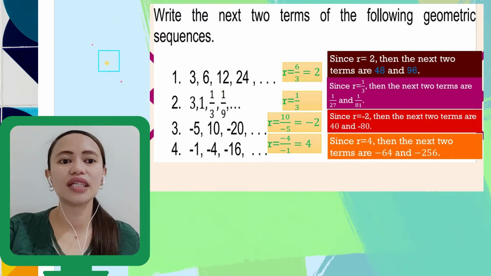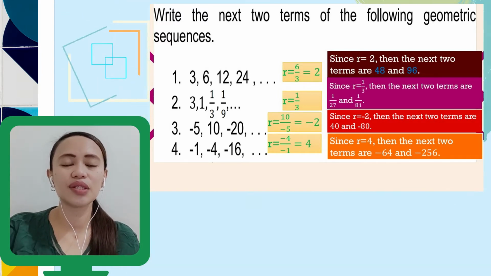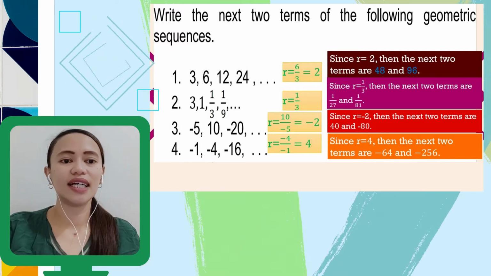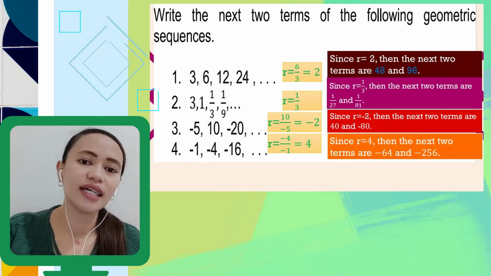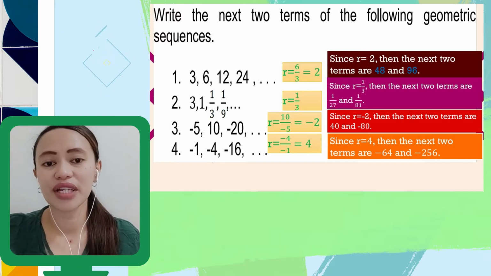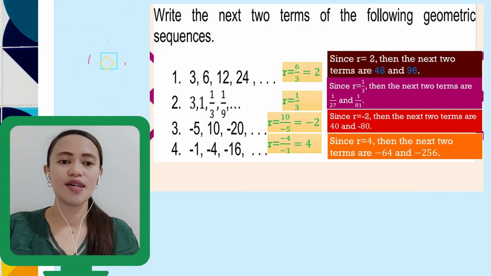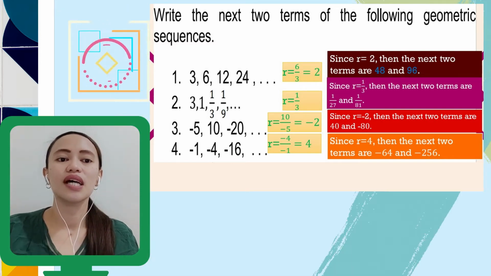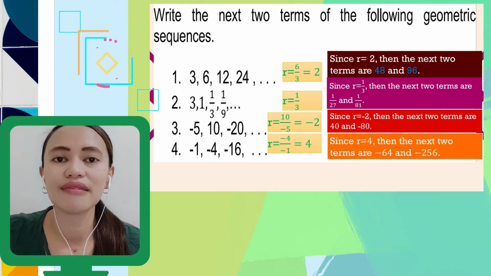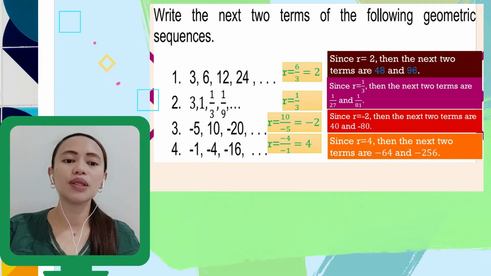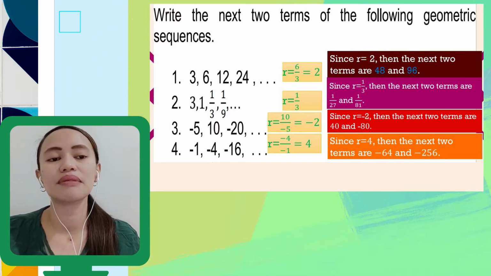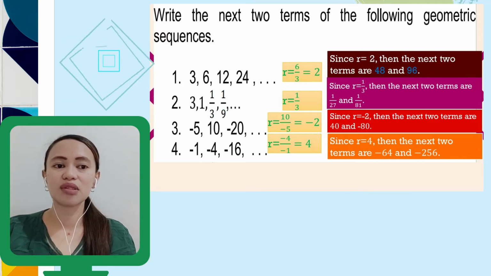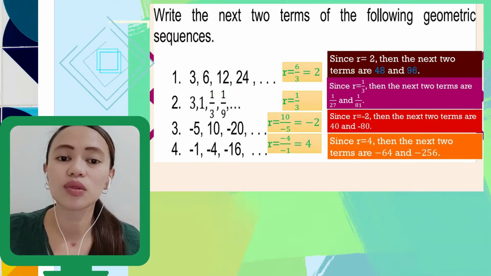Now let's have examples of geometric sequences. Let's have number 1. We have 3, 6, 12, 24. So 6 divided by 3 is equal to 2. So the common ratio that we have is 2. What will be the next two terms? 2 times 24 is 48, and 48 times 2 is 96. So those are the next two terms.